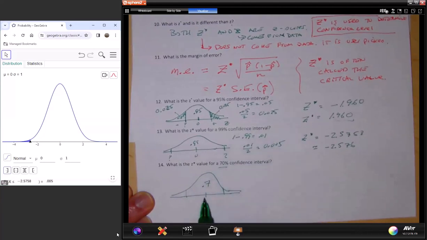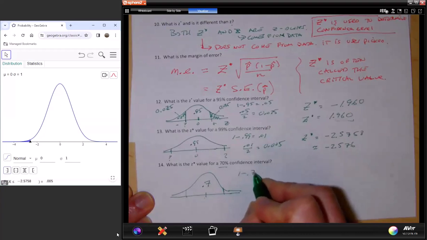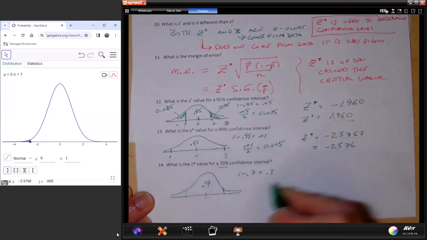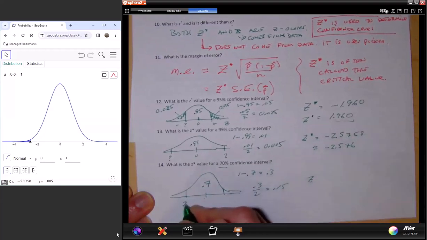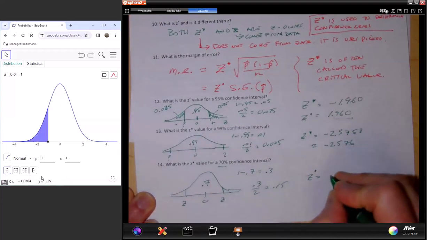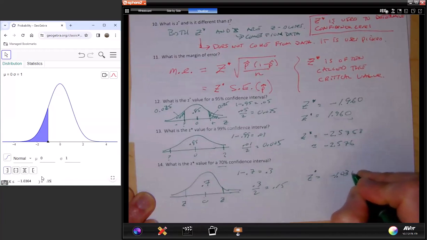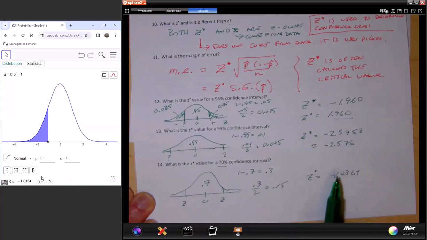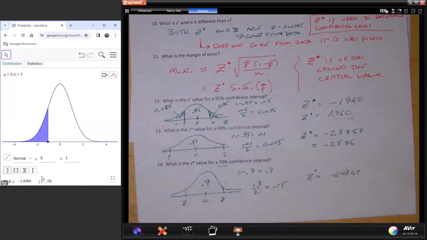So again, what I have here is 0.70. So I do 1 minus 0.70. That gives me 30%, the sum of both ends. I take this, cut it in half, gives me 15%. So if I am looking for these two values that mark the middle 70%, I will again enter the area that I want. And I see that Z star is negative 1.0364. Okay. Again, to that many decimal places. And that's how you find Z star, which is known as the critical value.